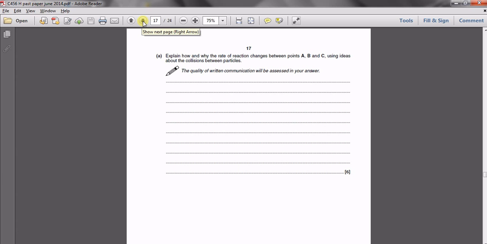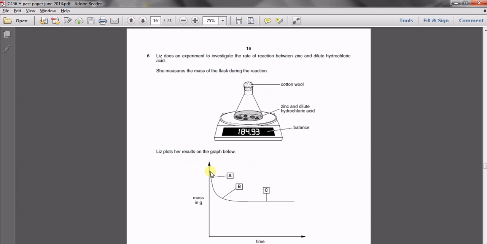the collisions between particles. So you have to state the pattern of what's going on in the reaction at points A, B and C. So we can see at point A the reaction is happening very fast because the line is very steep. At B it's starting to slow down, and at C the reaction has stopped, there's no more change in mass. You then have to explain this using ideas about collisions.